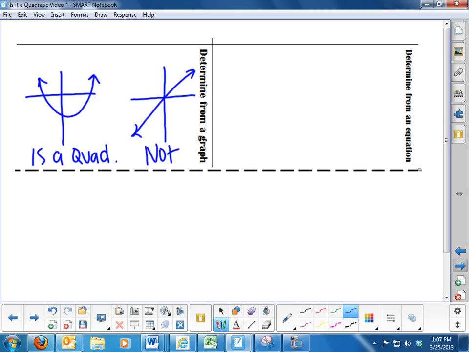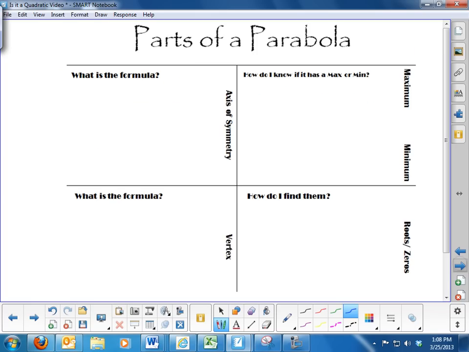Last one on this page is how to determine from an equation. There's an example of this on page 591, example C. So I want you to write that down and read about that example and determine how you find out whether an equation is an equation for a quadratic or not. Once you finish that, we're moving on to the green sheet of paper, which is called parts of a parabola.